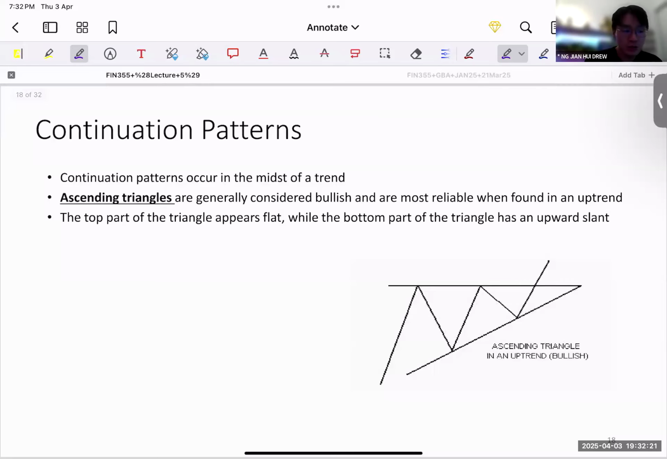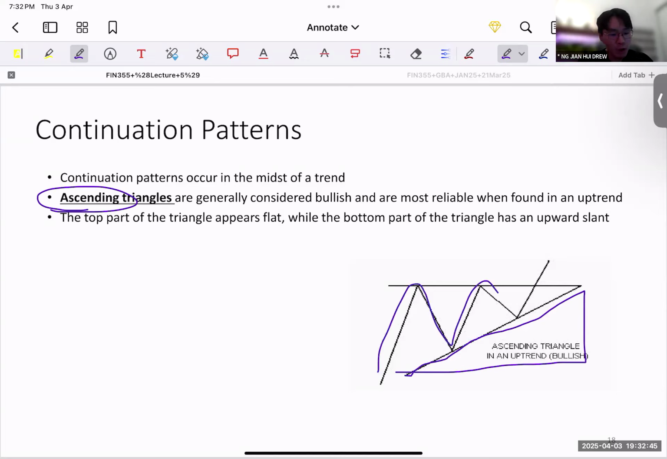We have some continuation patterns here. A continuation pattern means that the pattern keeps on continuing in this direction, right? And what does this mean? So why is it called an ascending triangle? In an ascending triangle, can you see the slope of this triangle is going upwards? So it's a slope like this, going upwards, meaning what?